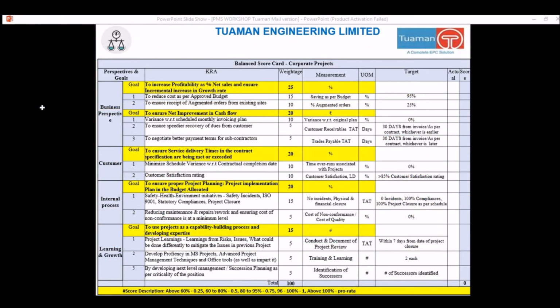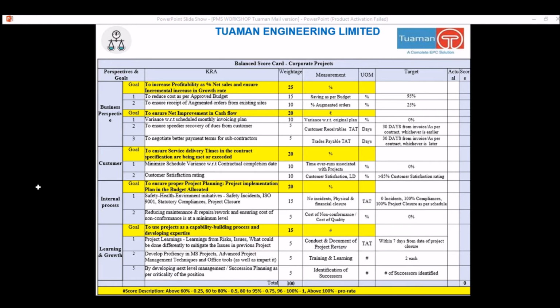So I start off with business perspective, where I can either reduce cost or bring augmented orders or ensure speedier recovery of dues. In customer perspective, I can minimize schedule variance. I can enhance customer satisfaction. Also, I can ensure adherence to the compliances like PF, ESI, building and safety regulations, housekeeping, quality norms, etc. Or I can facilitate delivery TAT through prompt coordination with construction workers. Okay, so my measurement is customer satisfaction.